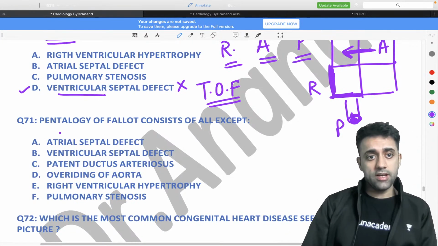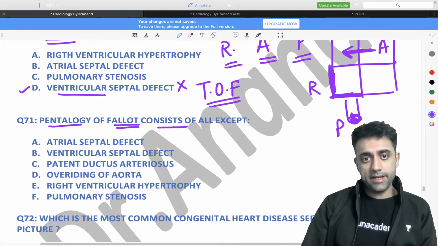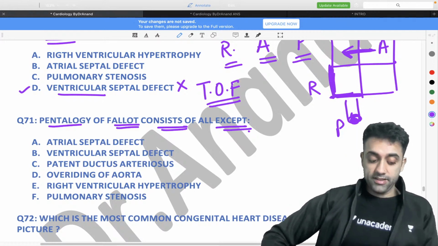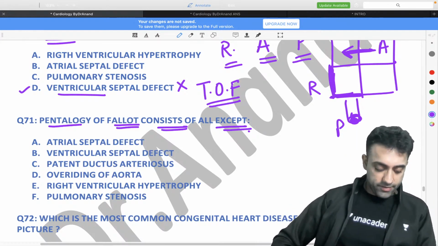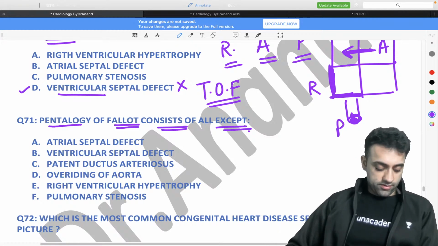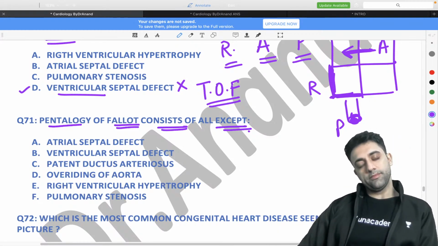Question number 71. Pentalogy of Fallot. Pentalogy of Fallot consists of all except. Now tell me the answer. Every one of you will get very good marks in your exams, the way you are answering, and it's very nice.